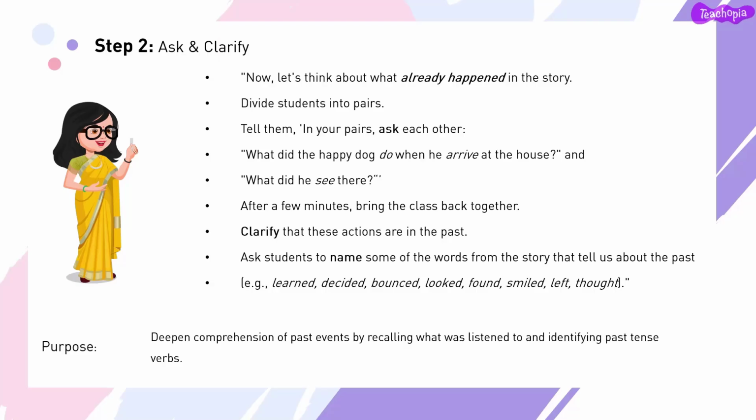Step 2 is ask and clarify. Now, let's think about what already happened in the story. Divide students into pairs. Tell them in your pairs, ask each other, what did the happy dog do? When did he arrive at the house? And what did he see there?